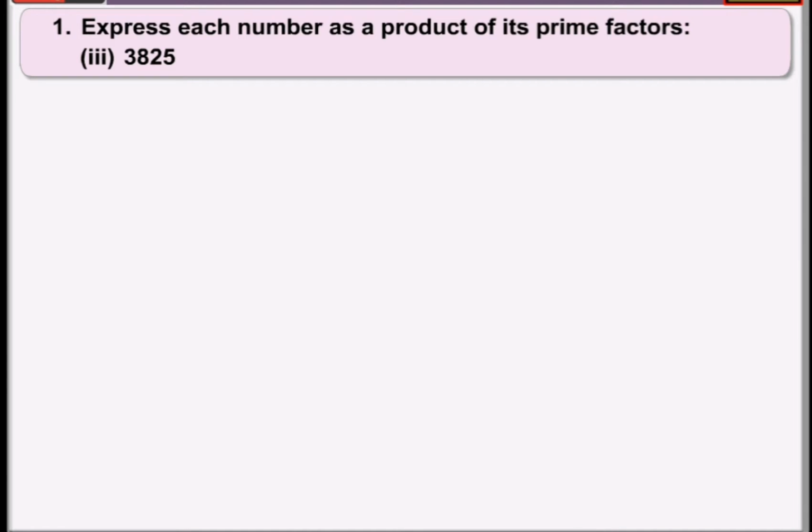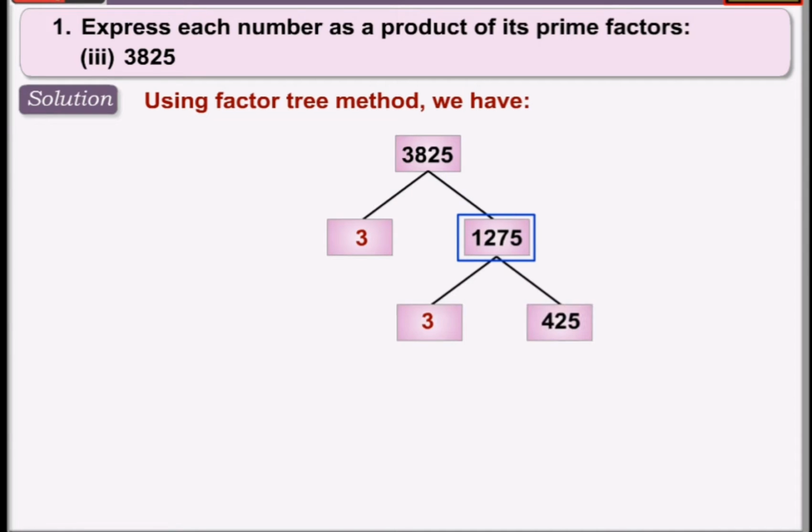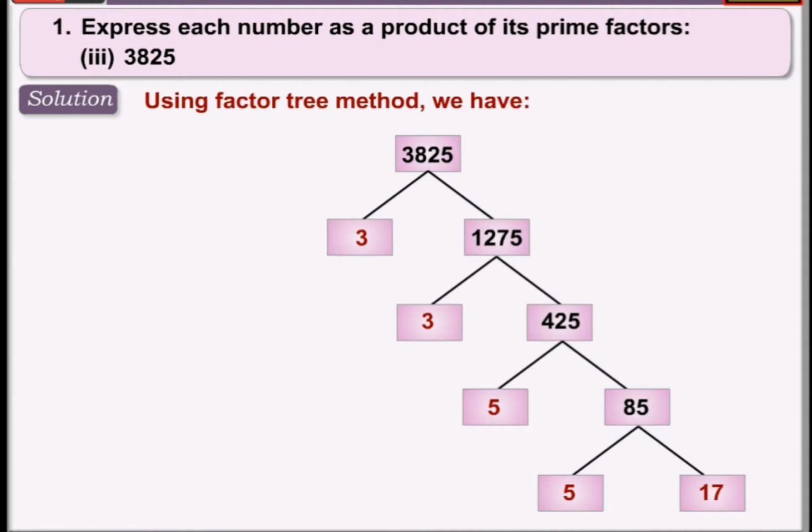Number 3. 3825. Solution. Using factor tree method, we have 3825, where factors are 3 and 1275. Factors of 1275 are 3 and 425. Factors of 425 are 5 and 85. Factors of 85 are 5 and 17.